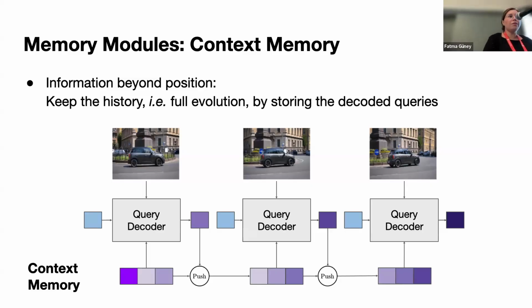What we call context memory is again a queue, which is a set of previous decoded queries. Okay, that's it. That's all I'm going to say about the model.